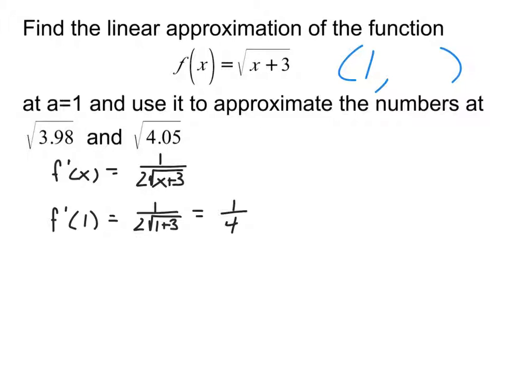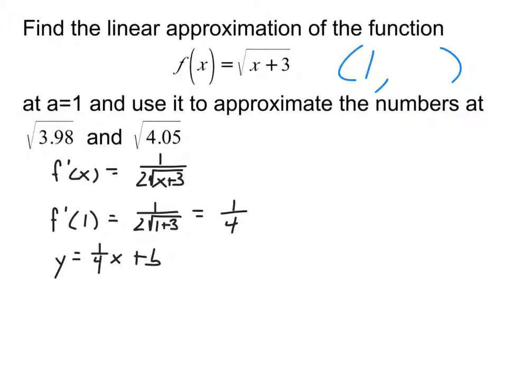We get a slope of 1/4. Okay, we got our slope as 1/4, so we now know that y equals 1/4 x plus b. So now we have to plug in the x and y coordinates of a point, specifically the point at which we are taking this, at a equals 1. And when a is 1, what is y? 2. So notice I'm plugging it into the original equation.